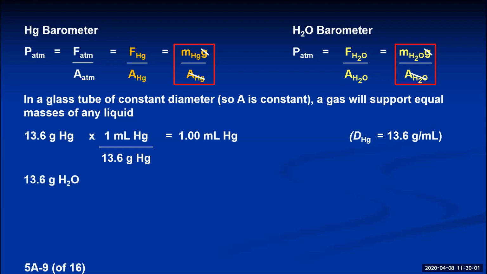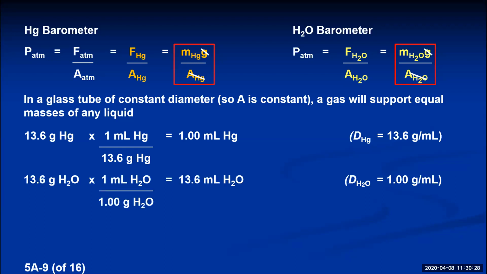Let's do the same thing with water. If we use a water barometer to measure a pressure, the atmosphere is going to be holding up the same mass of water as mercury. If I use water's density, which is 1.00 grams per milliliter, let me convert the mass of 13.6 grams of water into volume and see how much volume of water would be supported by the exact same atmosphere. So using the density of water, I get 13.6 milliliters. So you can see that you're always going to hold up 13.6 times more water than you will mercury, because 13.6 is 13.6 times greater than 1.